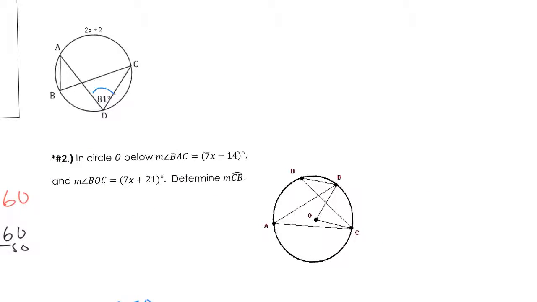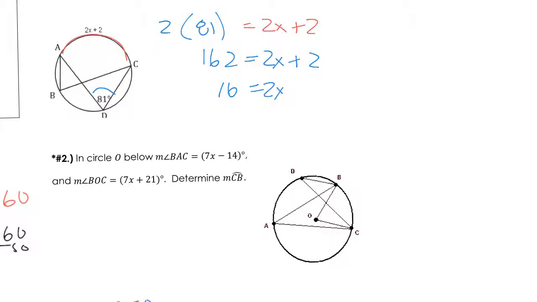So for this first one, I have the inscribed angle is 81. I have the arc is 2x plus 2. So the inscribed angle doesn't equal the arc. I've got to go 2 times the inscribed, make it bigger so it equals that arc. So 162 equals 2x plus 2. Then I just have to solve for x. So 2x equals 160. x equals 80. That's it for the first one.